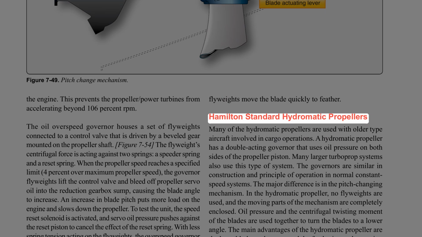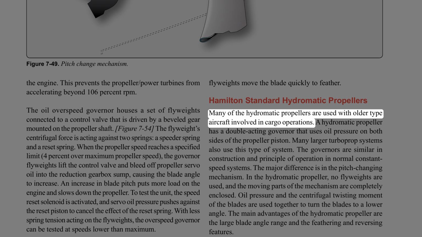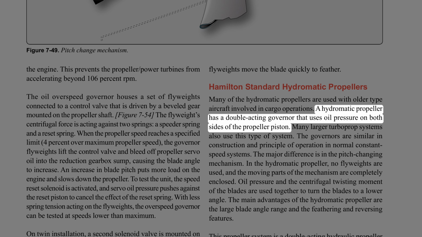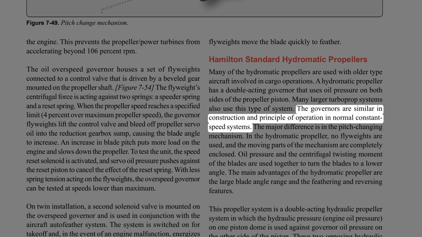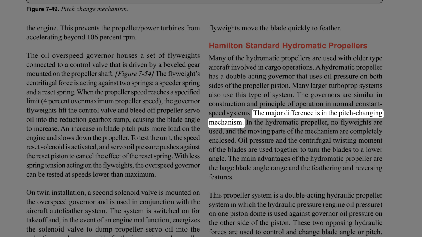Hamilton Standard hydromatic propellers. Many of the hydromatic propellers are used with older type aircraft involved in cargo operations. A hydromatic propeller has a double-acting governor that uses oil pressure on both sides of the propeller piston. Many larger turboprop systems also use this type of system. The governors are similar in construction and principle of operation to normal constant speed systems. The major difference is in the pitch changing mechanism.